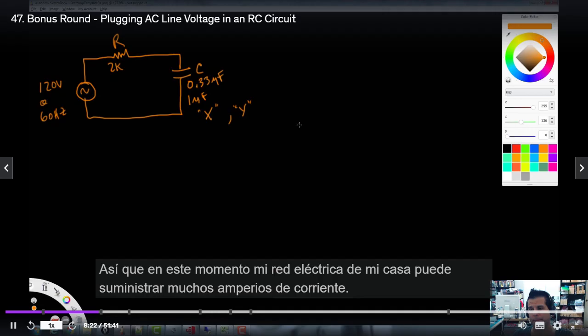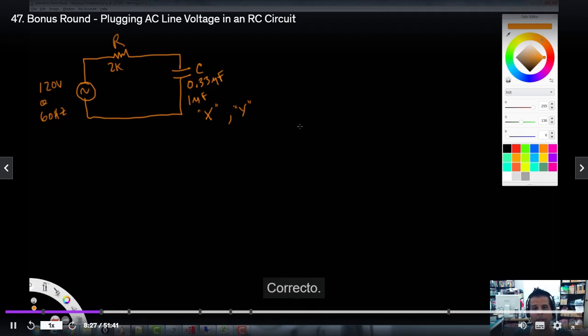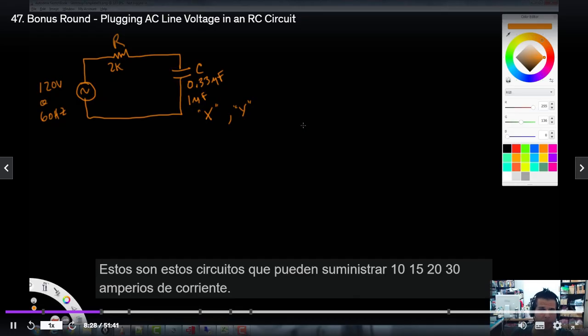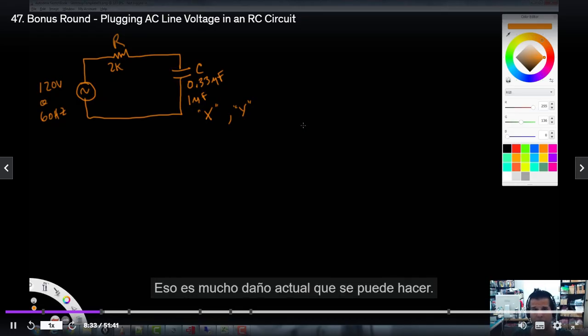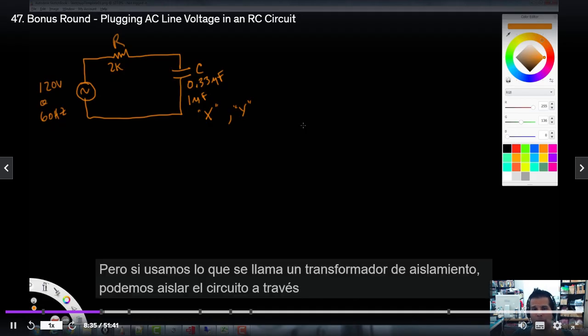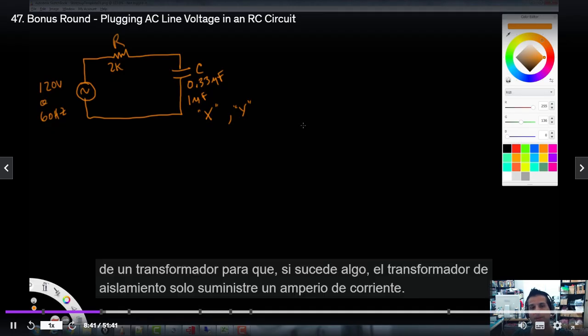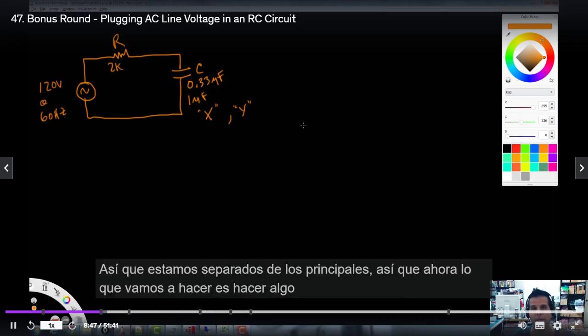Right now, the mains from my house can supply many, many amps of current, right? These circuits can supply 10, 15, 20, 30 amps of current. That's a lot of current. A lot of damage can be done. But if we use what's called an isolation transformer, we can isolate the circuit through a transformer so that if something happens, the isolation transformer is maybe only going to supply 1 amp of current, right? So we're separate from the mains themselves.